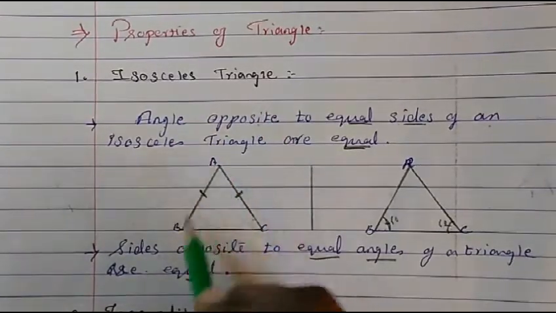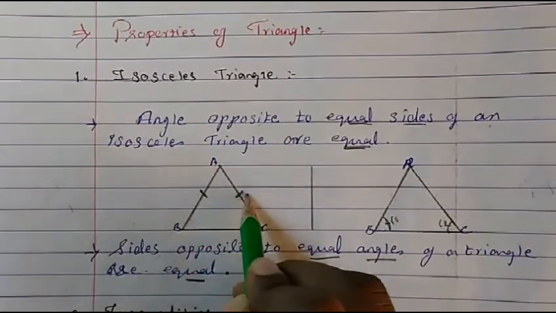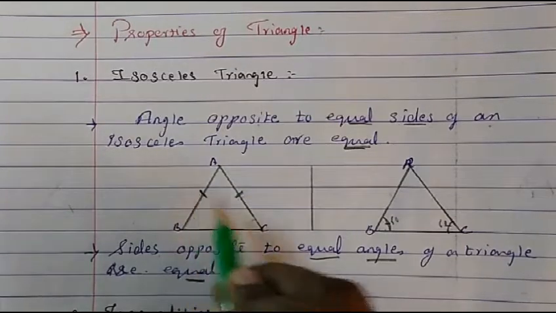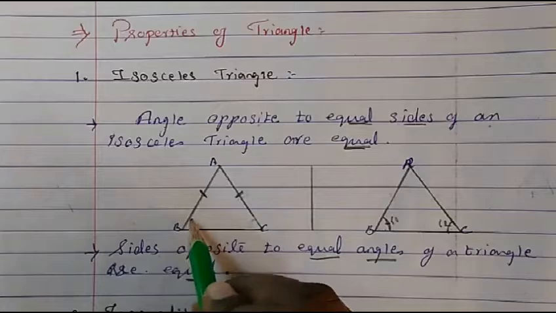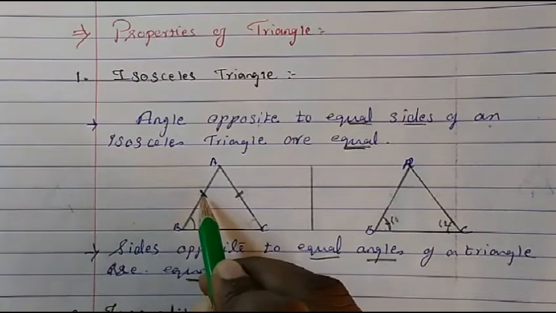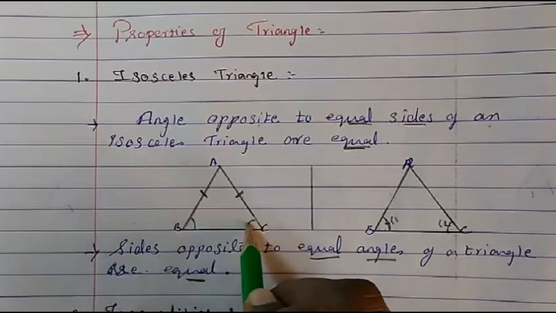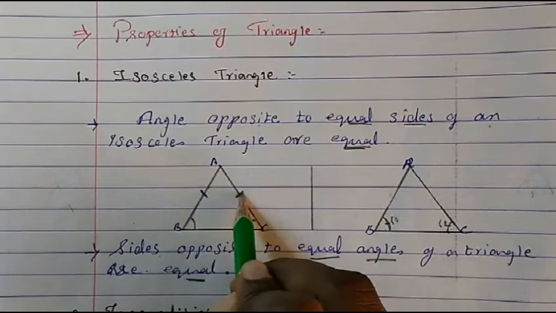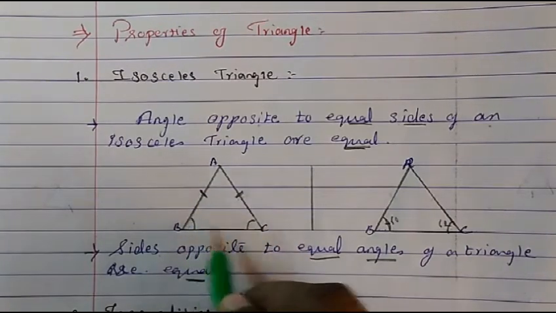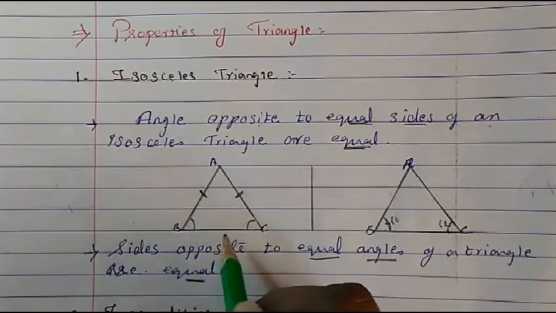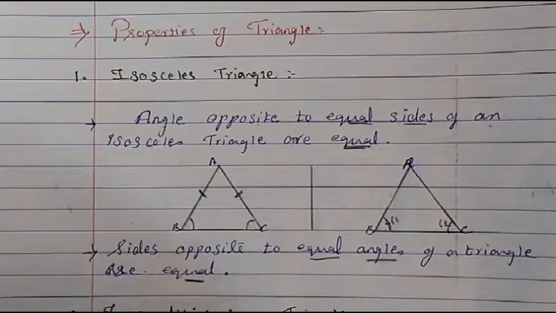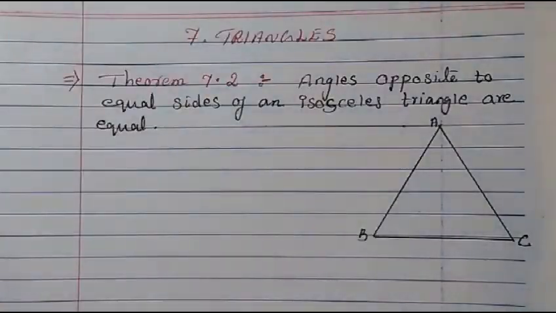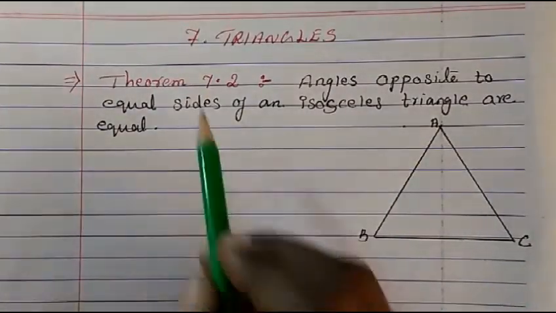So if this is an isosceles triangle where two sides are equal, then their opposite side, the angle that is formed, so this opposite side is angle here. So if two sides are equal, their opposite angles formed also will be equal to each other. This is what we have studied in the isosceles triangle property. So that's what we are going to prove now here in theorem 7.2.